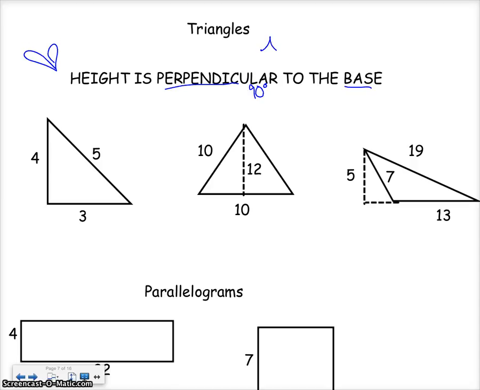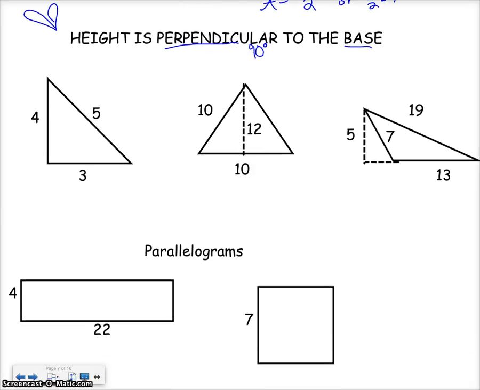The area of a triangle is base times height divided by 2. Or, some kids like to say 1/2 base times height. I like the first one better, but there are some kids that like the second one better. So area of a triangle is the base of the triangle times the height, and then divided by 2.